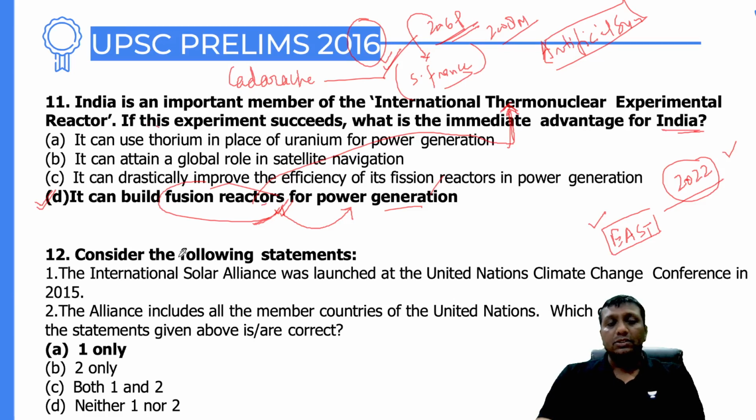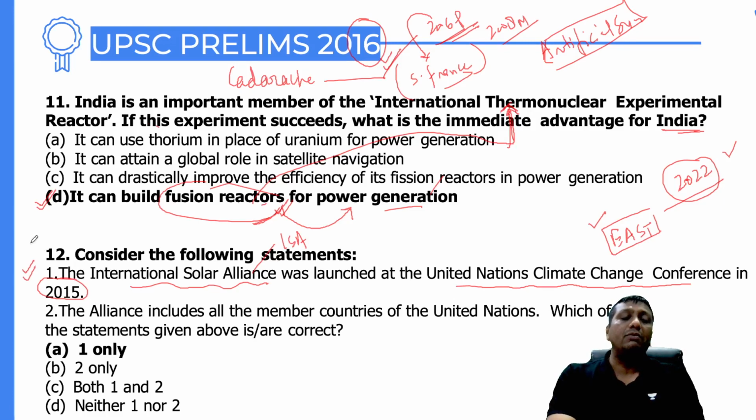Question number 12. Consider the following statements about the International Solar Alliance. The International Solar Alliance, ISA, was launched at the United Nations Climate Change Conference in 2015. Definitely right, guys, because it was COP21, which was running in Paris.